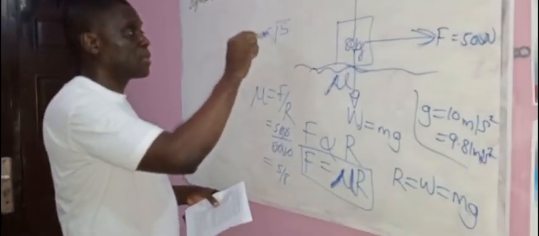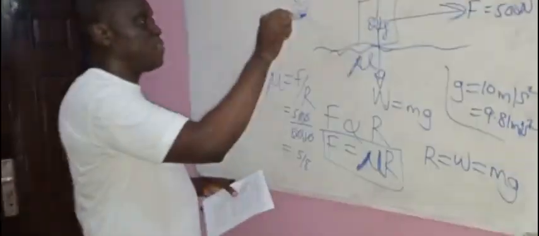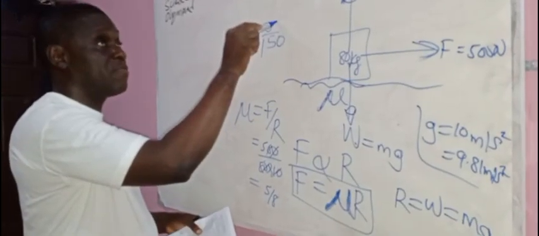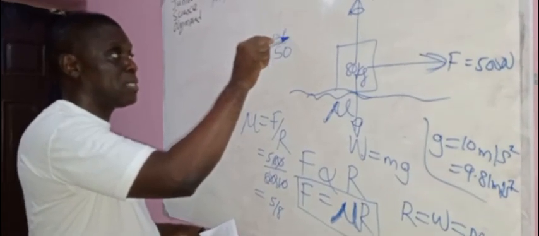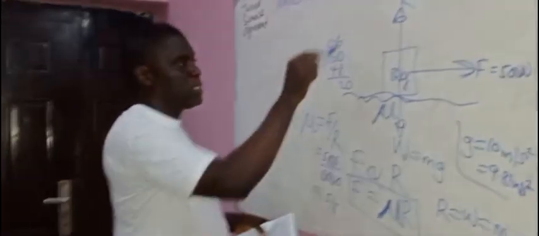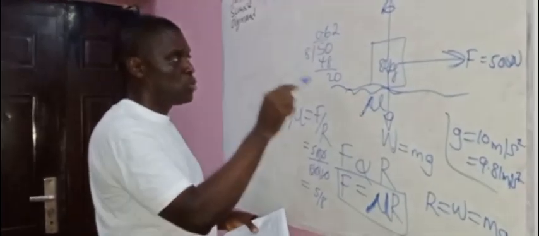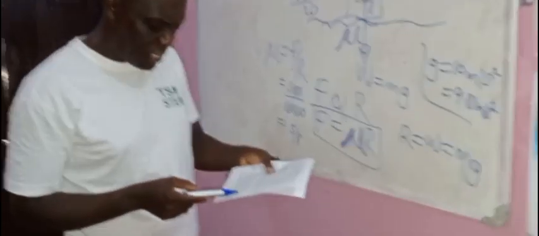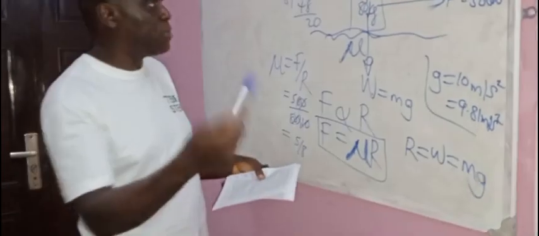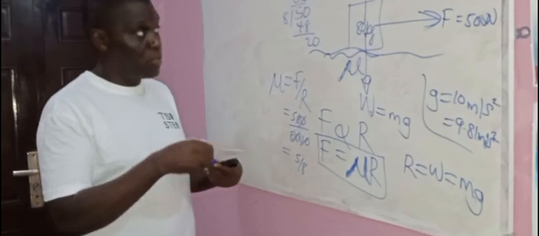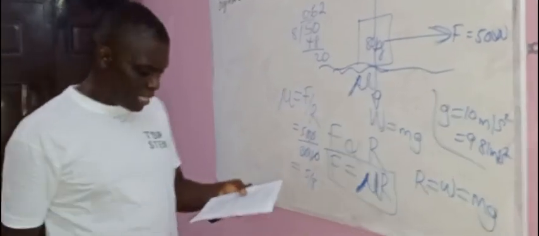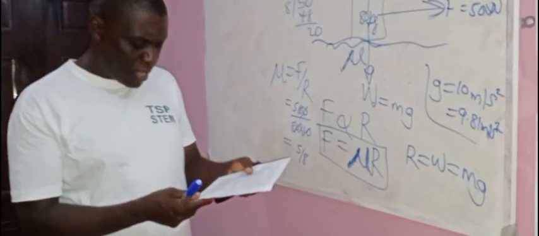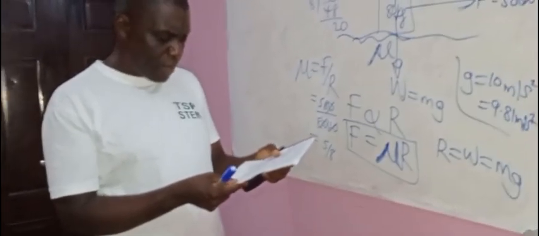5 over 8. 5 here, 0 is 50. 7 times 8 is 56, so that has to be lower. 6 times 8 is 48. What do we have? 2. In 20, that is 2. So approximately 0.6. So 0.6 is there, so that is the answer. So take note of this. That is on friction. Now, another question here is this.